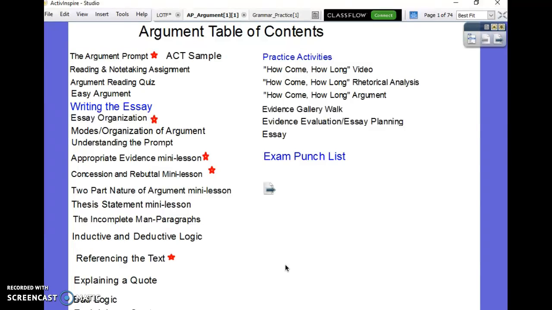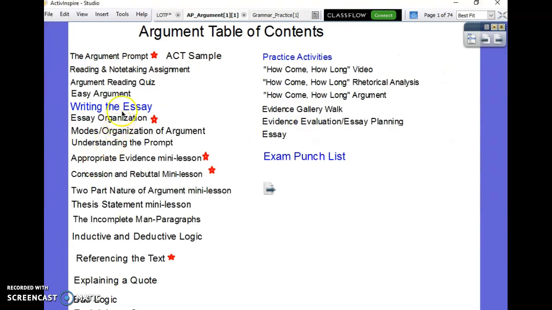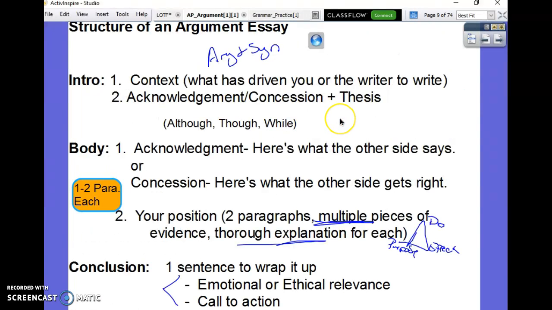All right, so let's go ahead and get started with the expectations of the argument essay. You guys know that the argument essay, you're expected to defend, challenge, or qualify. Qualify meaning you agree, but only under certain circumstances, or you disagree, but only under certain circumstances. Remember, that takes a little bit more time, so I suggest that you focus on defending or challenging, meaning to agree or disagree.